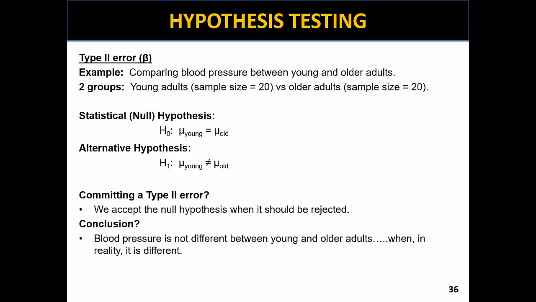And so the consequence of committing a type 2 error in this example suggests that there should be no additional medical screening for older adults for the possibility that they could have higher blood pressure, when the study suggests that it is not different between young and older adults. We would not be seeking those additional screenings or possible remedies for higher blood pressure. So this ends this lecture on the types of errors that occur with hypothesis testing.